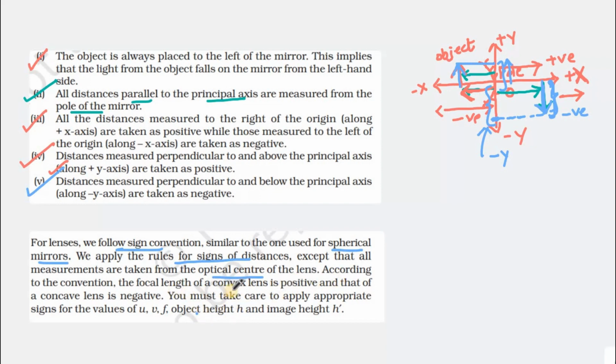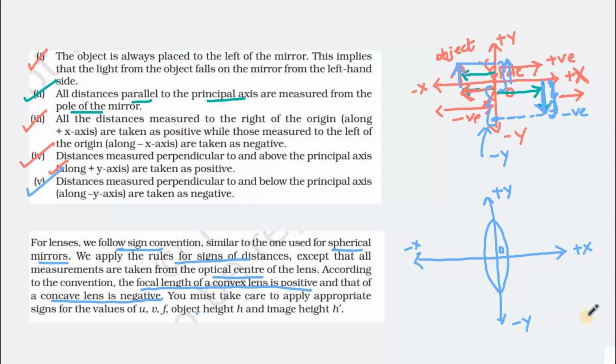According to the sign convention, the focal length of a convex lens is positive and that of a concave lens is negative. If this is the number line and let's say we place a convex lens over here, the optical center is this, that's coinciding with the origin of the number line. This is positive x, positive y, negative x and negative y.